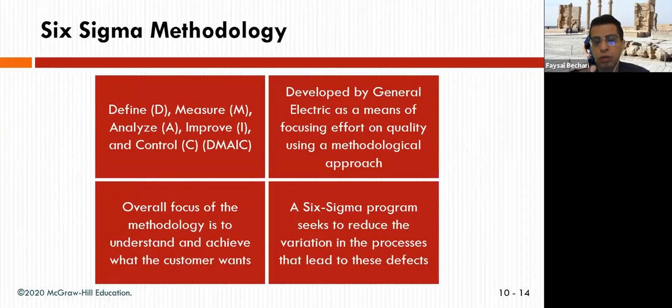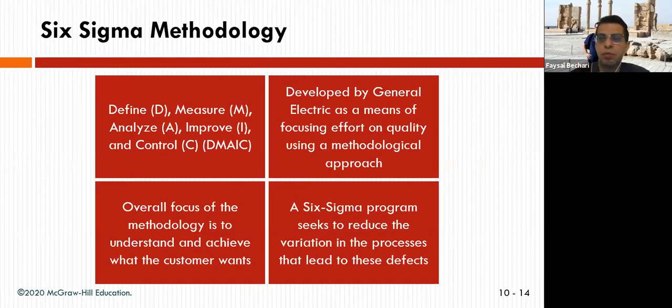Now there is another one we talked about, called Lean Six Sigma, which is a combination of total quality control and just-in-time. But what is the Six Sigma methodology? The Six Sigma methodology is define, measure, analyze, improve, and control, the abbreviation being DMAIC.